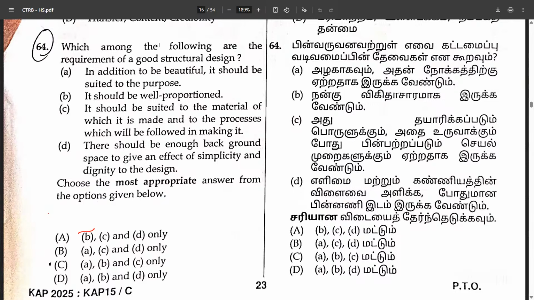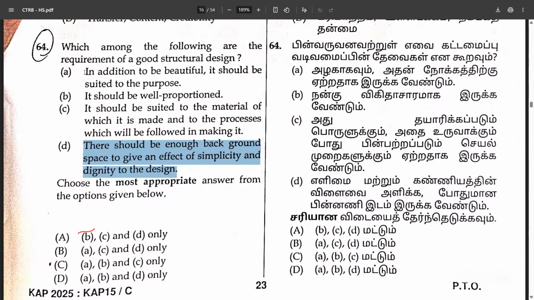64th question is, which among the following are the requirement of good structural design? Okay, so here C will be the right answer. We'll simply eliminate D, which is: there should be enough background space to give the effect of simplicity and dignity to the design. This will be eliminated. The correct one will be going with option C.